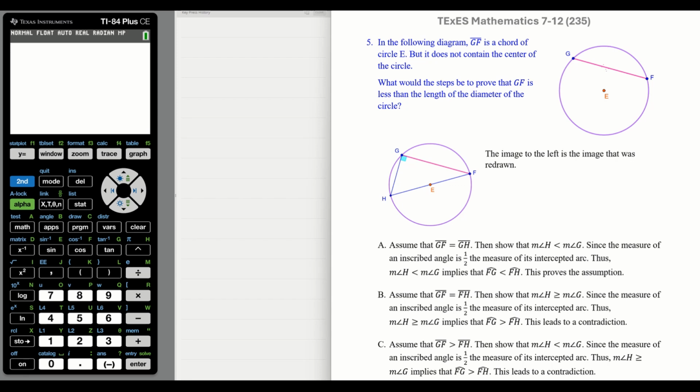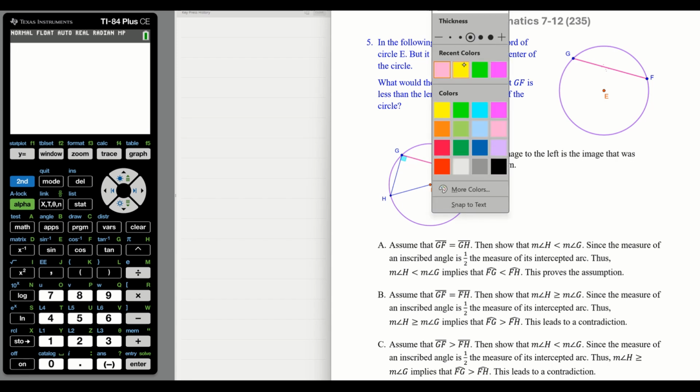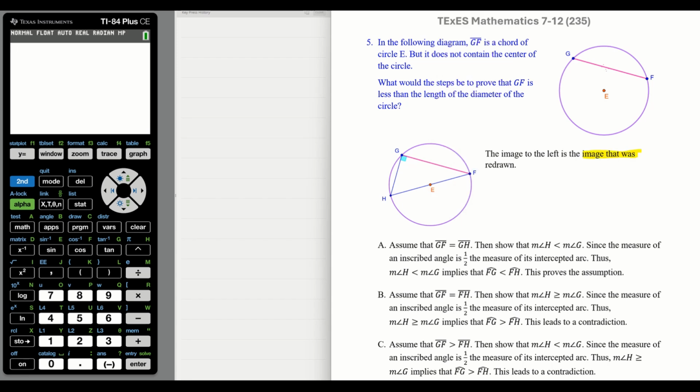The only way you can answer this question is to know some facts. And in our options down here, you'll see some of those facts. First thing up, the image is a redrawing. So what you have to do, if you're allowed to write on your test, I think you are, I don't remember at this point, it's been too long, you draw this inscribed through the diameter.